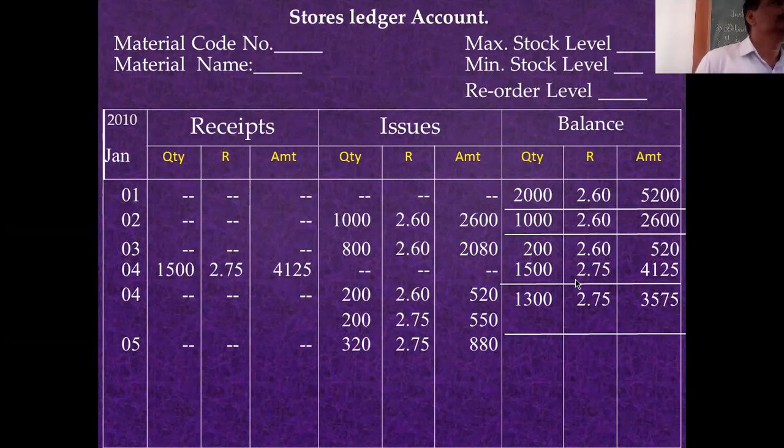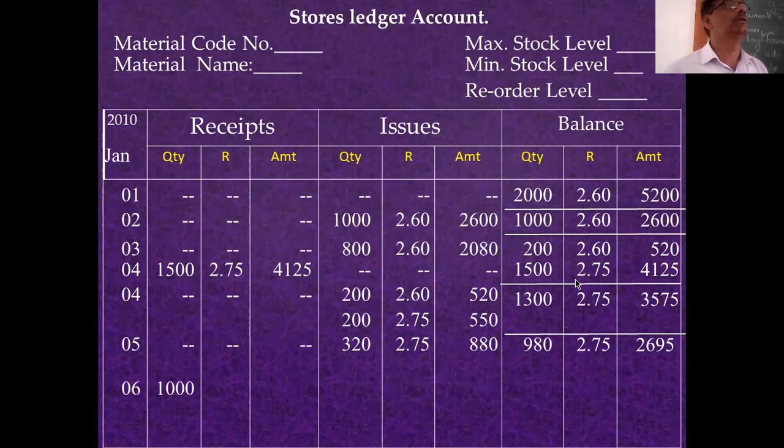Then what is the balance? 980 is the quantity remained in the store. Then rate is 2.75. Amount is 2,695. Clear? Then come to the next transaction. What is the next transaction? Date 6. Purchase or issue? Purchase. Then you write the date 6.